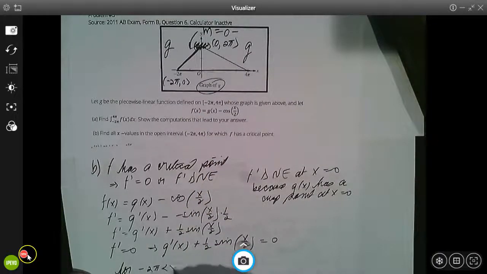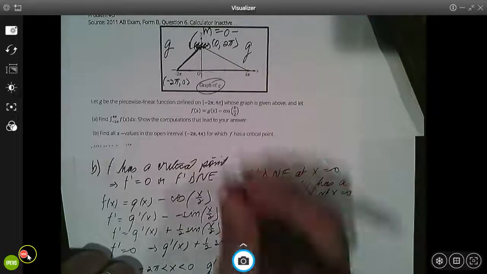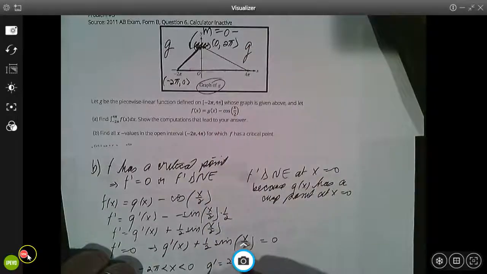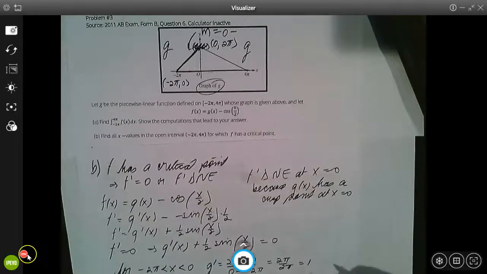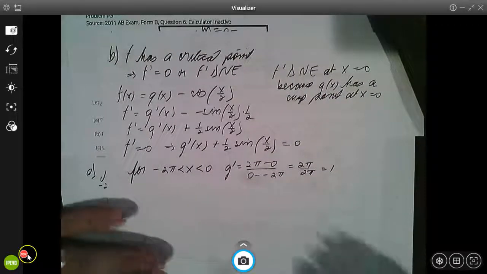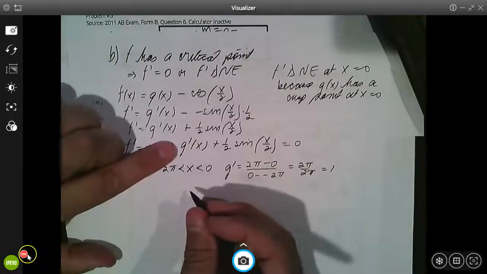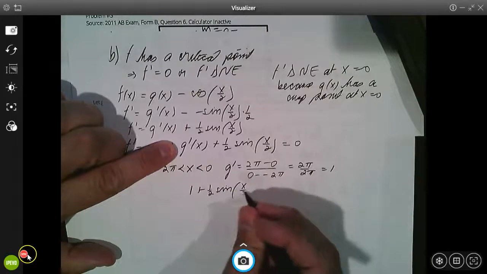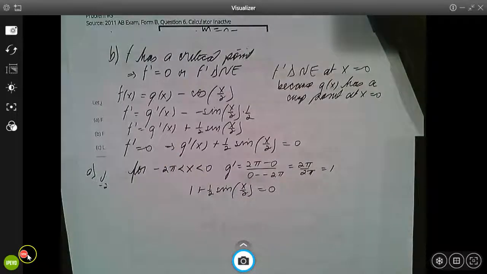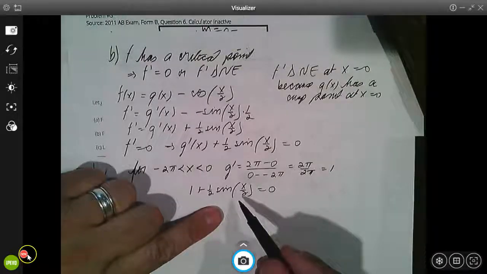So for values of x between negative 2 pi and 0, g prime is going to be 2 pi minus 0 divided by 0 minus negative 2 pi. Well, that's 2 pi over 2 pi, which is 1. So we're going to get that g prime, 1 plus 1/2 the sine of x over 2, is equal to 0. Now this means we're going to have to solve a trig equation.